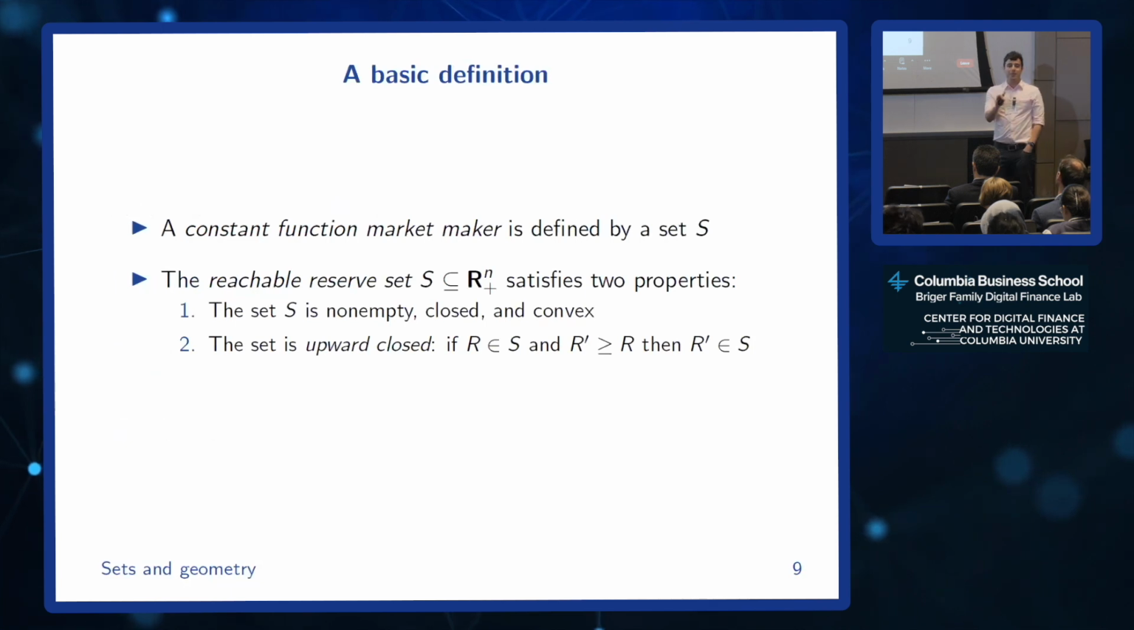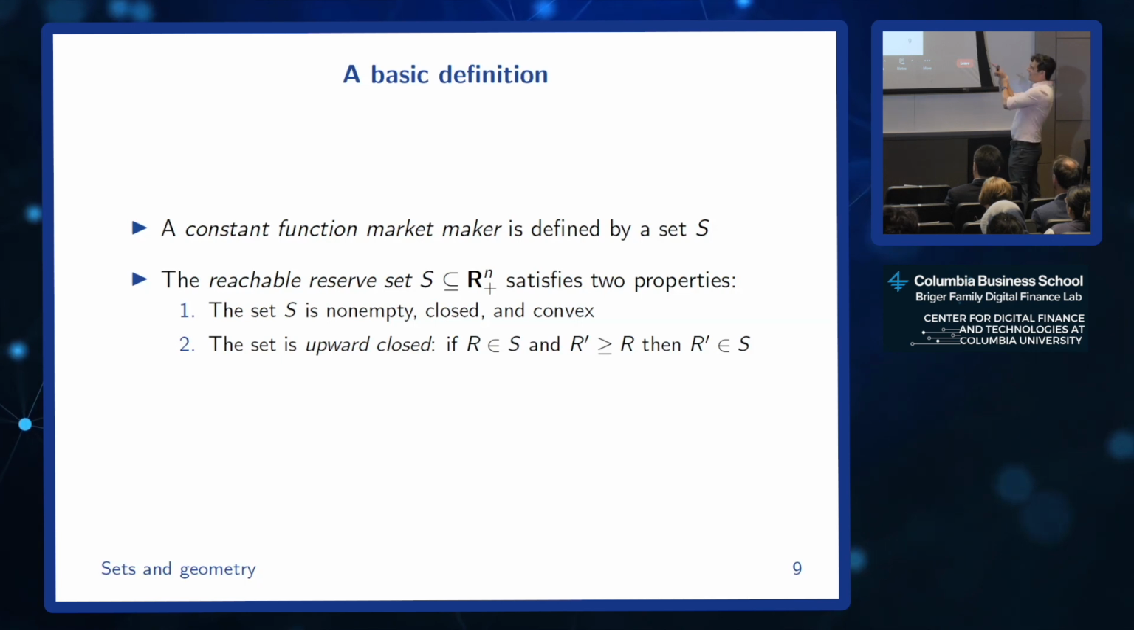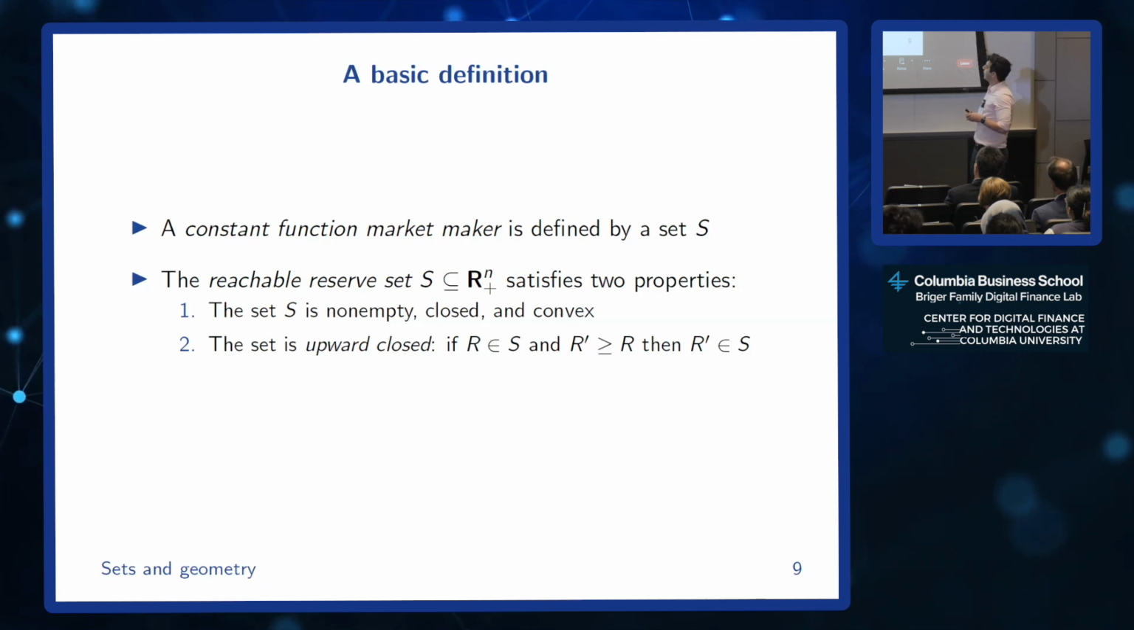First, I'm going to do a weird thing. We're going to define a constant function market maker, and we're going to write it as a set S. So I will conflate two things: the set S and the constant function market maker itself. And we're going to call the set S a reachable reserve set. So the set S is going to be a subset of all non-negative n-vectors, and it's going to satisfy exactly two properties. The first is that it's non-empty. That's easy. It's non-trivial.